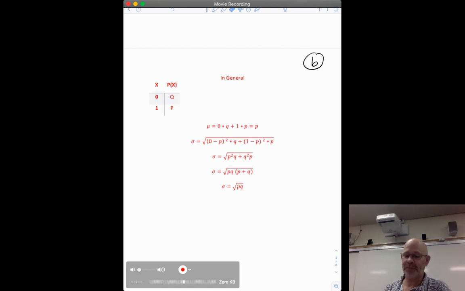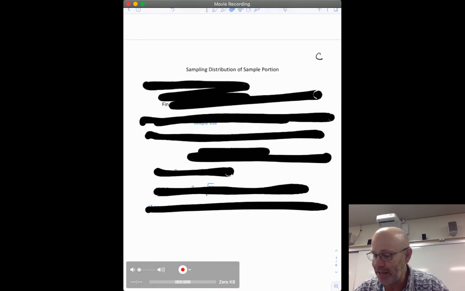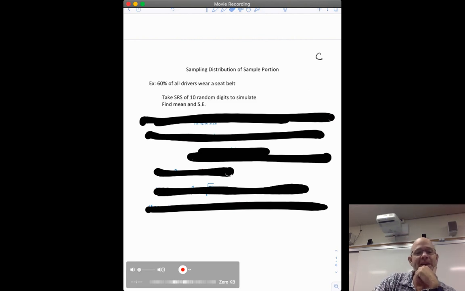All right, so let's put this together now as an example. It's going to feel a lot like the last section. So here's the basic idea: we know that in a population, 60% of all drivers wear a seatbelt. Oh, sorry, this is the same example. So this is putting it all together. Oh, sorry, I kind of spaced out there for a second. So just forget about that. We don't need this. We're going to do a problem in just a second.